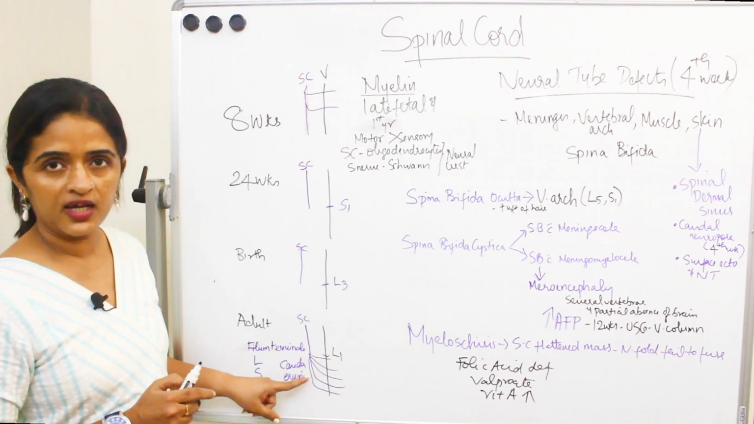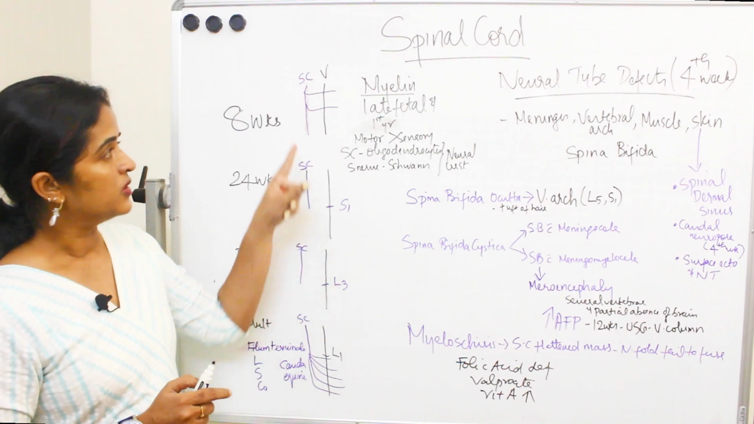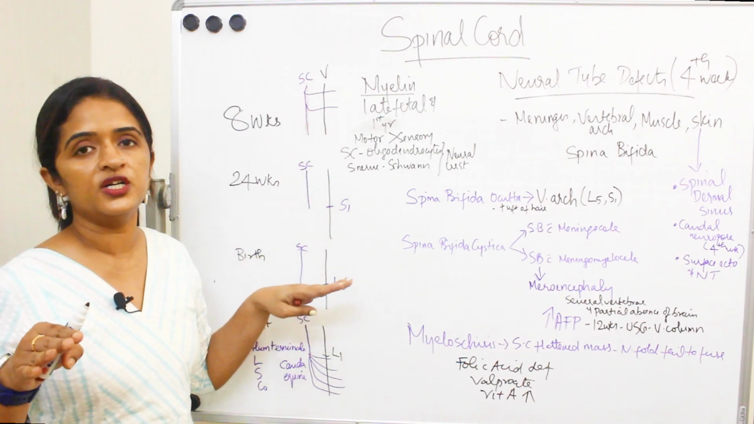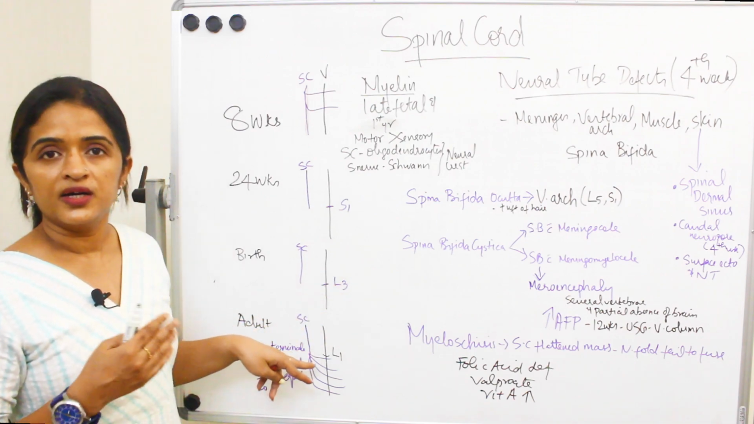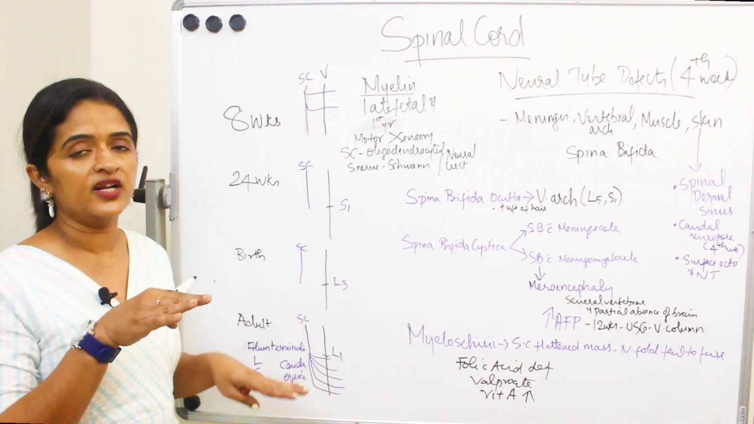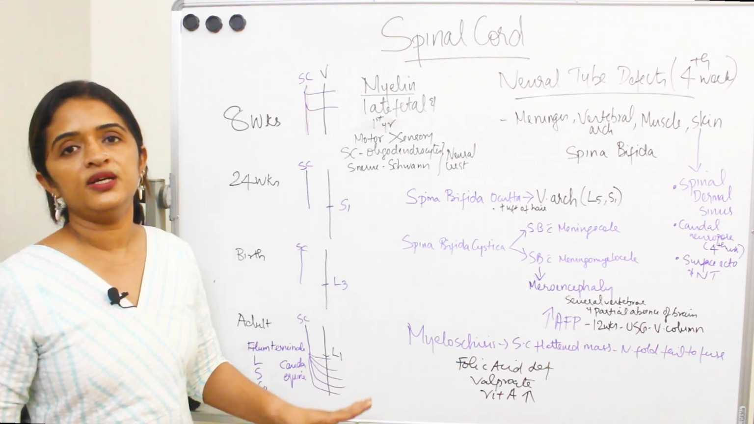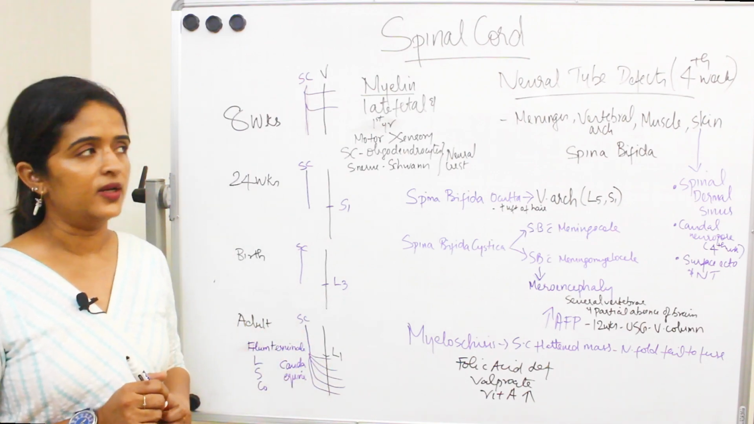The reason for the cauda equina is the differential growth of the vertebral column. In the beginning, the spinal nerves made their exit corresponding to the vertebra, exiting just laterally. But during the adult period, because of the difference in position of the spinal cord and the vertebral column, they have to travel down and then make their exit, and that results in the formation of the cauda equina.